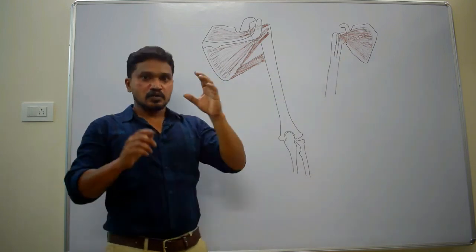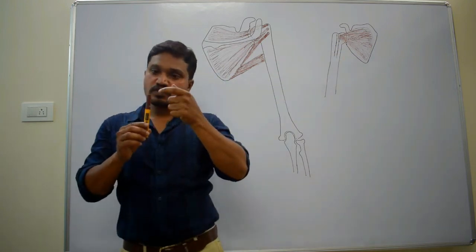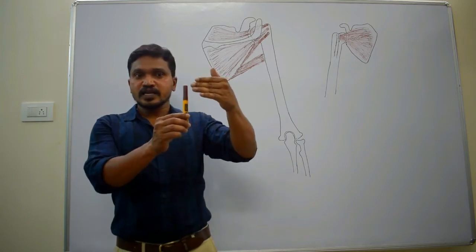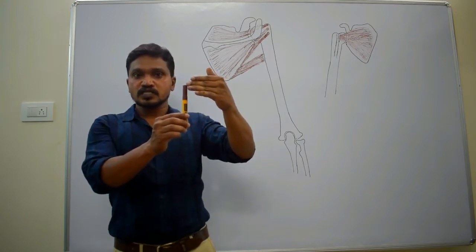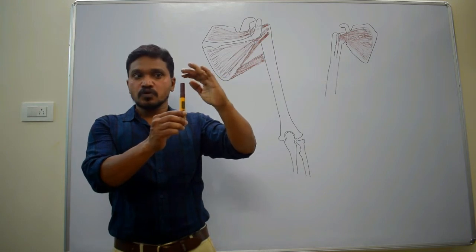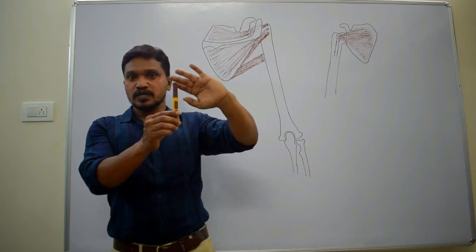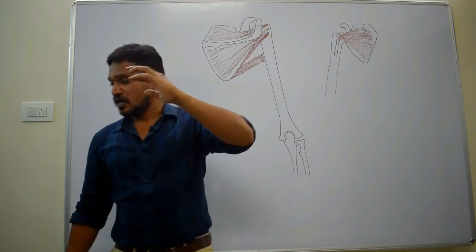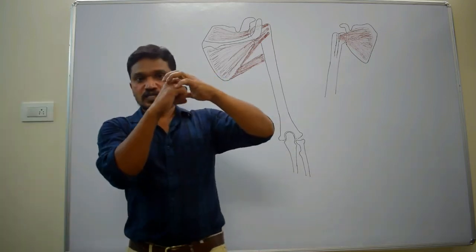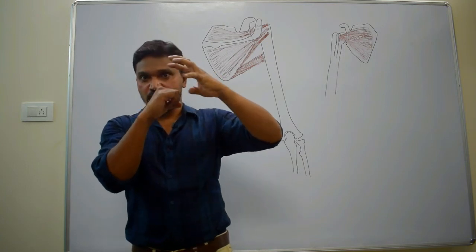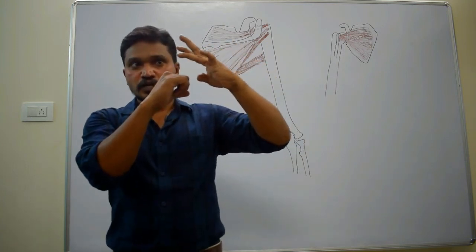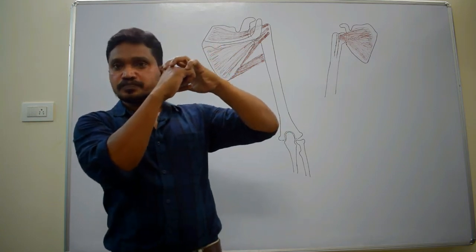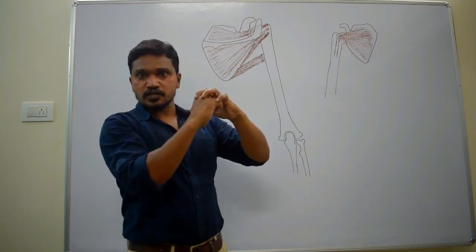That means imagine this is the humerus. The humerus has the lesser tuberosity and greater tuberosity. Anteriorly, the lesser tuberosity gives insertion to the subscapularis. Then above, supraspinatus, then infraspinatus, then teres minor. All these 4 muscles hold the humerus like this. Imagine this is subscapularis muscle, this is supraspinatus, this is infraspinatus and this is teres minor. All these 4 muscles insert to the lesser tuberosity and greater tuberosity of the humerus.